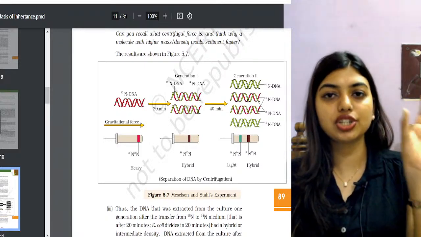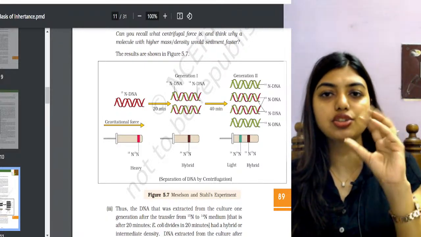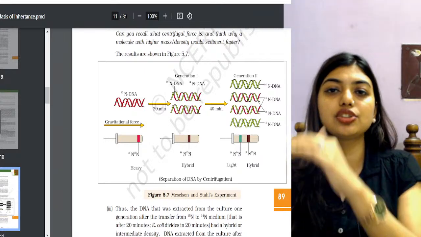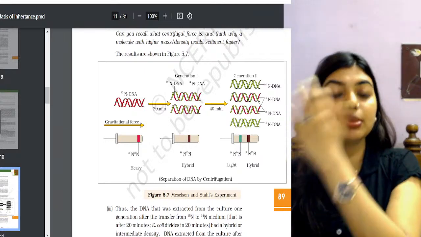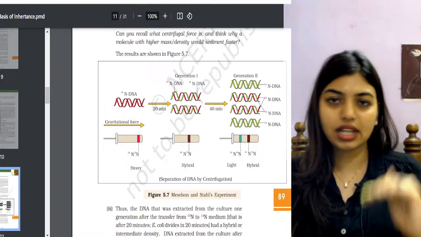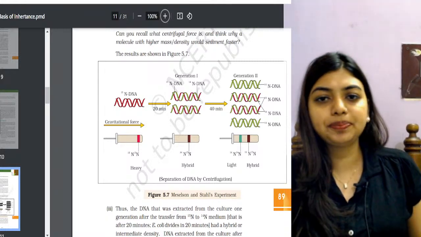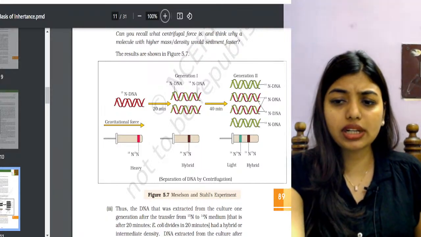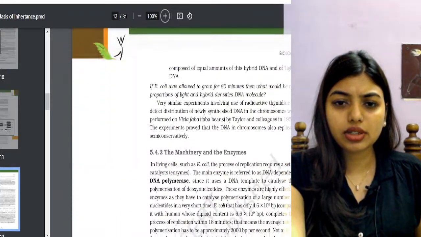In the first generation it is going to be 100% hybrid, second generation is going to be 50-50, third generation it is going to be 75-25, 25 will be hybrid, and the fourth generation will be 12.5 to 87.5, like that. Calculation, okay, like that. I told you an easy method to solve that as well. And what else, students? Machinery.